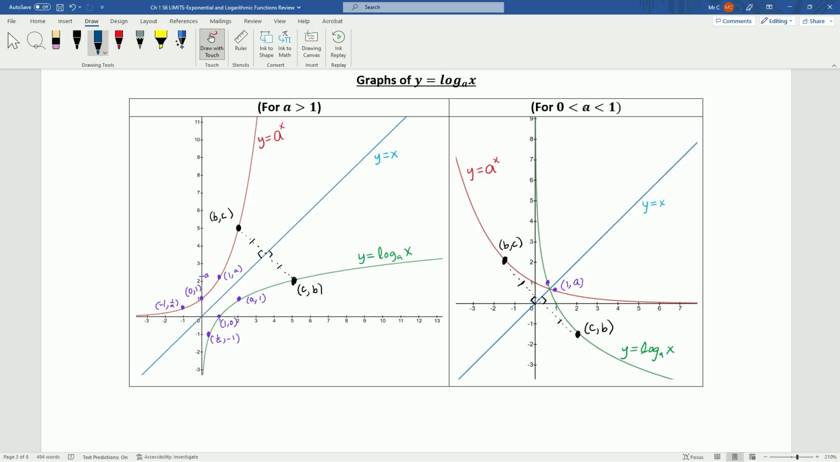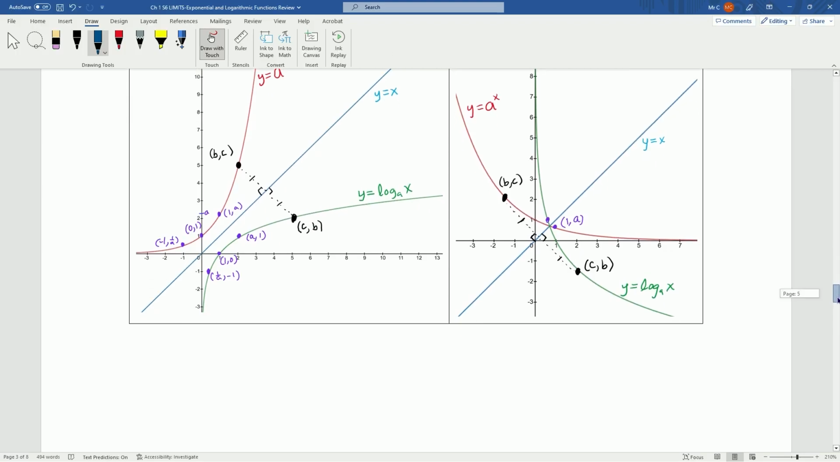So here, when we look at a between 0 and 1, remember our exponential graph looked a little different for that one. It was flipped around. But the same logic applies, which is that if I'm looking at the logarithmic function, I just switch all my x and y points. So from (-1, 1 over a) becomes (1 over a, -1), and (1, a) becomes (a, 1), and so forth and so on. So again, we still get a mirror image over y equals x. It just looks a little different here.